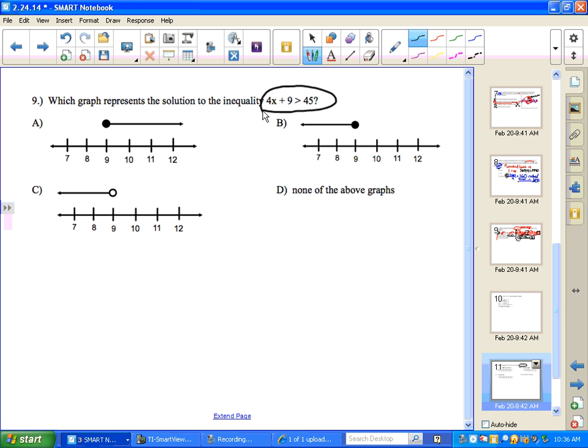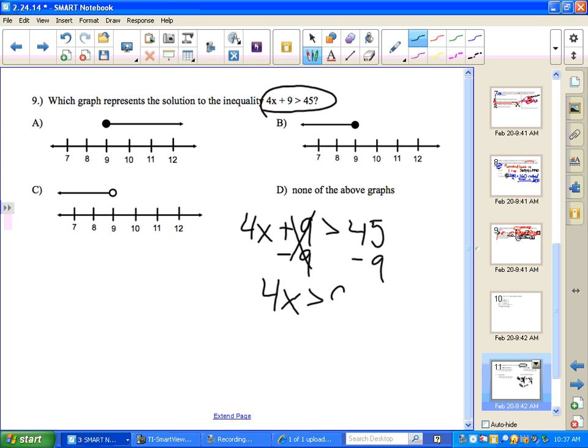So to start this one, we need to take the original problem that they gave us, and we need to solve it. And we need to see what graph is equal to this. So to solve this, we need to subtract 9 on both sides. Remember, solving an inequality is the same way that we solve an equation. All the x's on the left, all the numbers on the right. We get 4x greater than 36, not the 9 that I subtracted by, because 45 minus 9 is 36. Then we're dividing both sides by 4. So we get x is greater than positive 9.